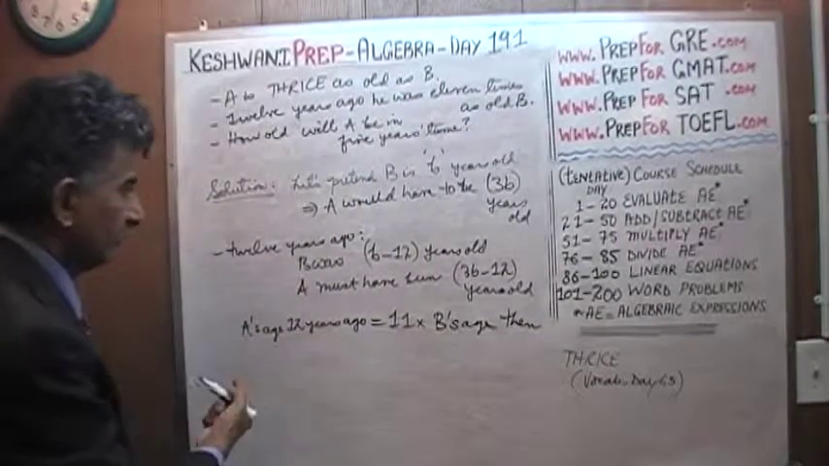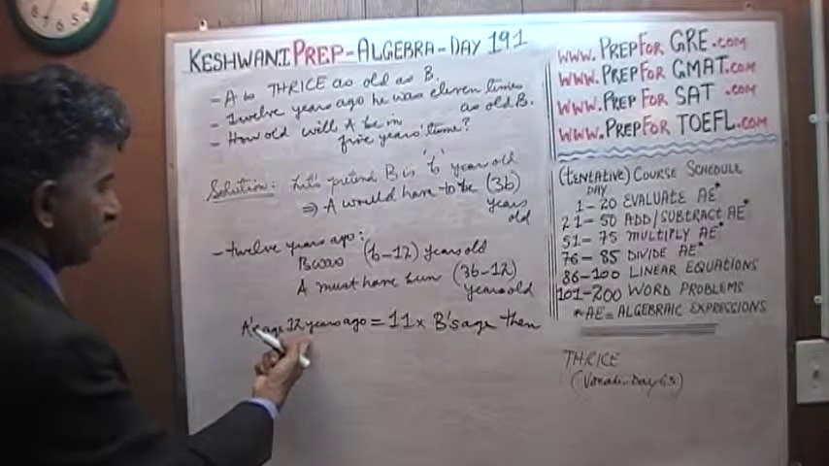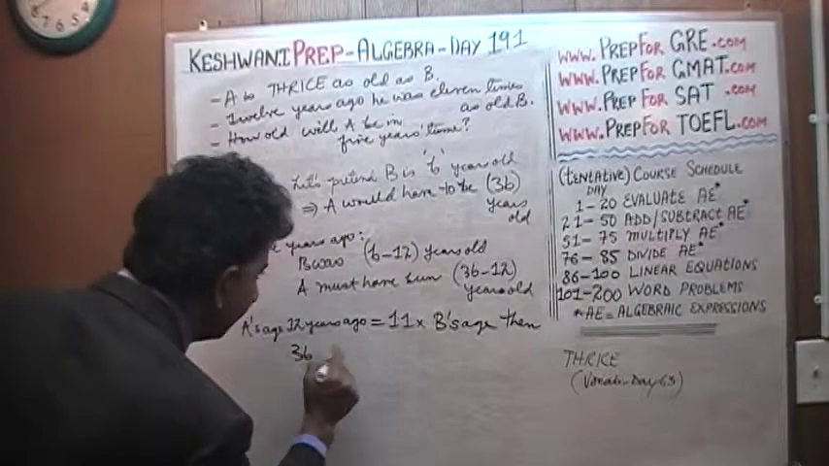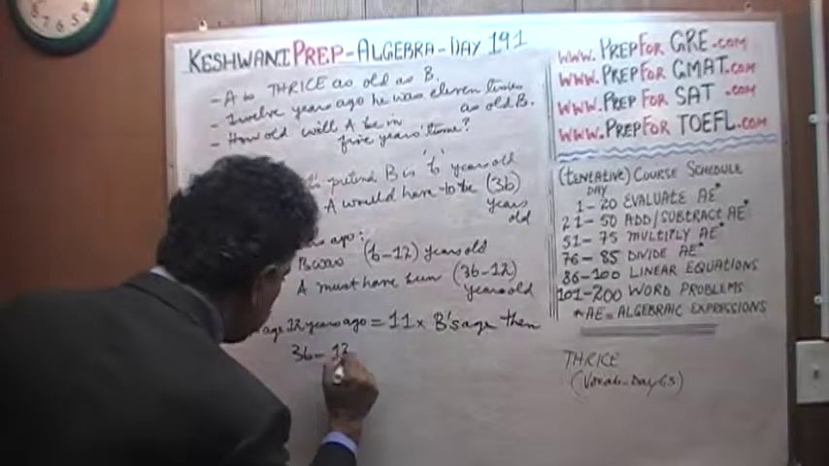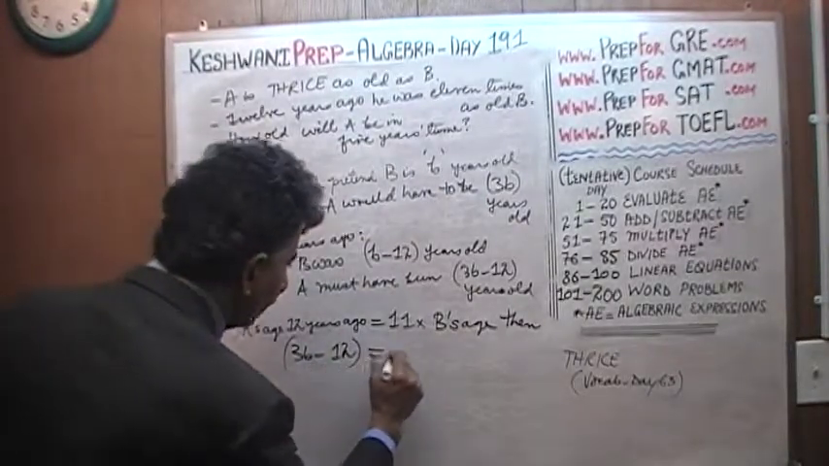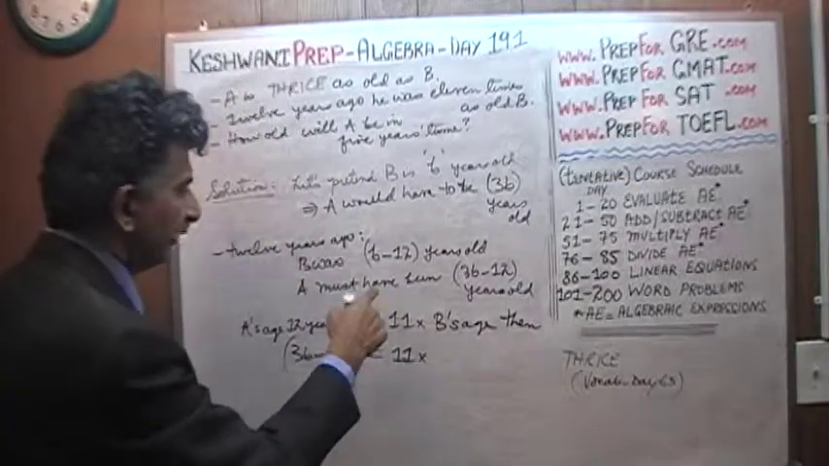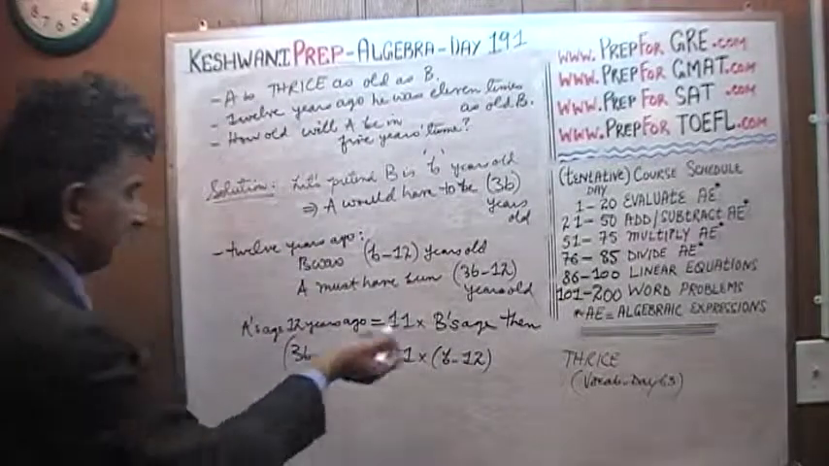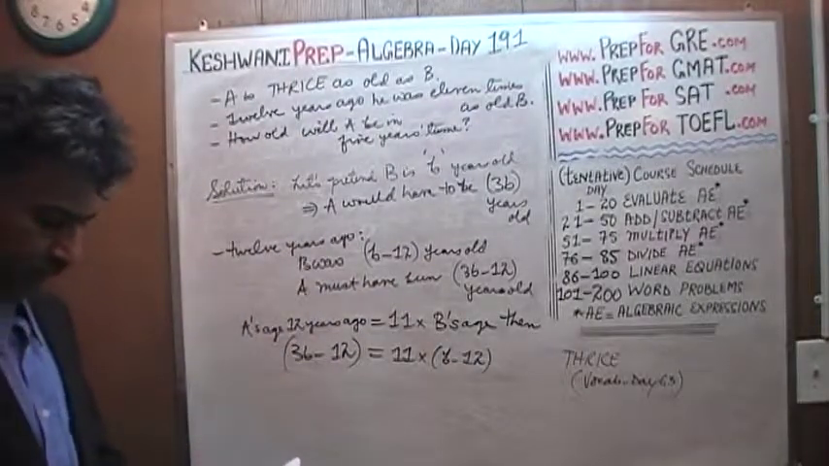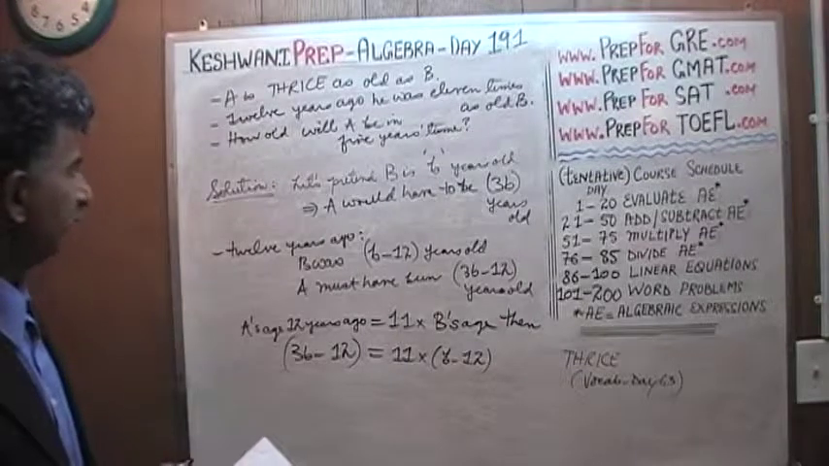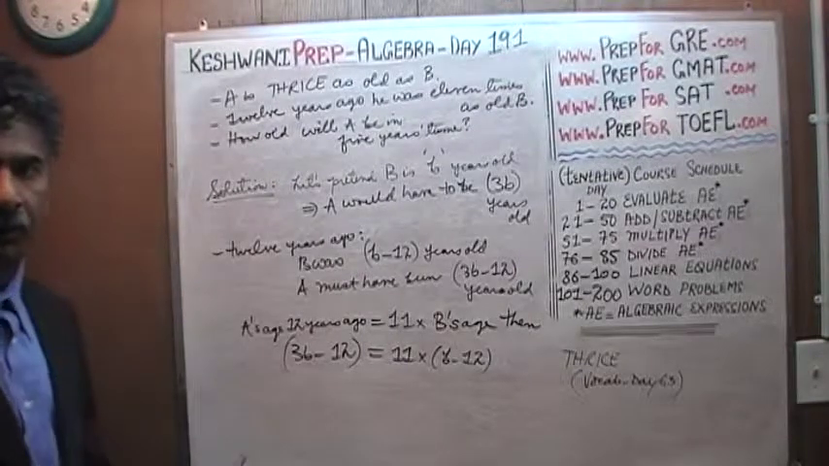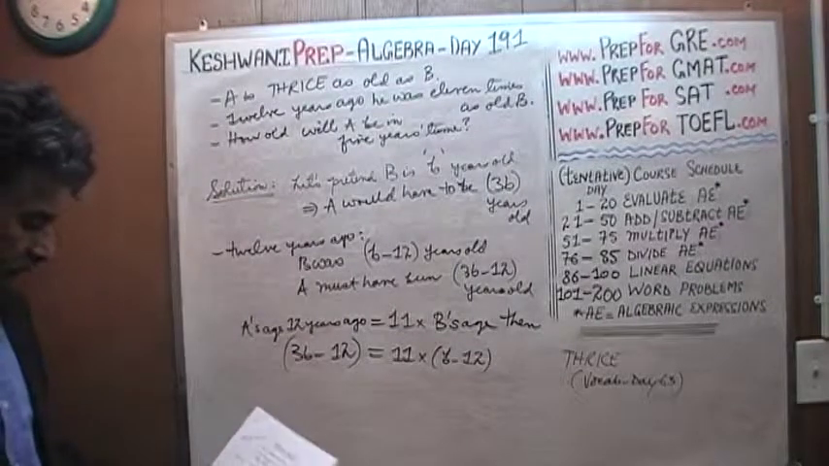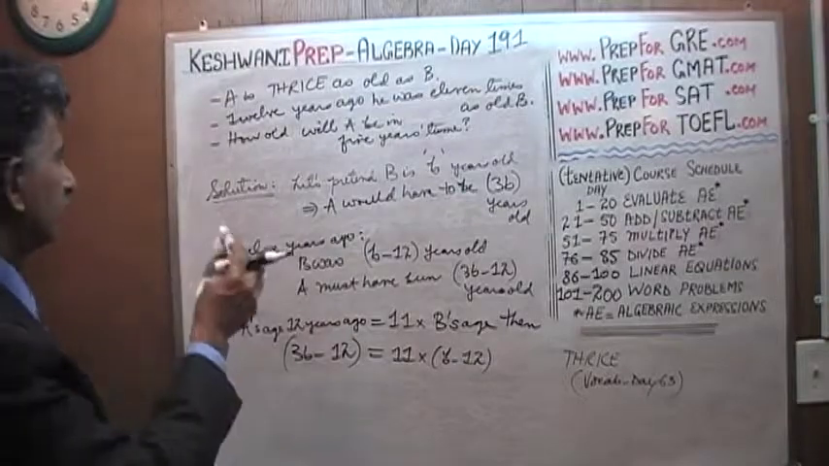So there is your equation. A's age 12 years ago, A must have been this amount, 3B minus 12. This amount has to equal 11 times B's age 12 years ago, which is B minus 12. That's it. Now all we have to do is solve this equation. I'm going to solve this equation on the top so that it's easier for us to see. We no longer need the question. We're done with it. So I'm going to get rid of it and solve the thing up here on the top.